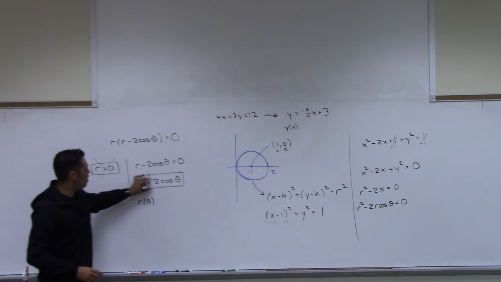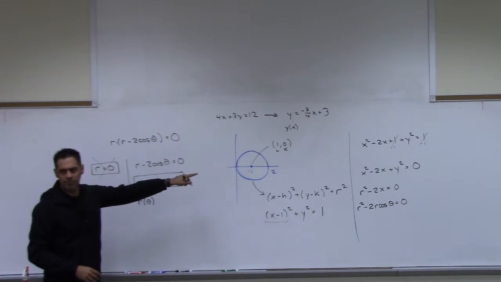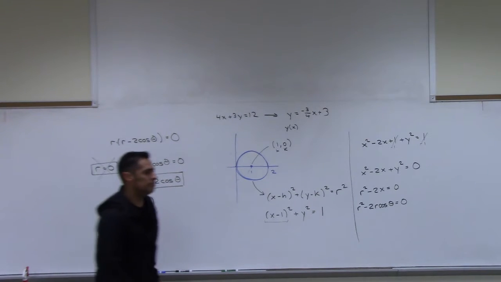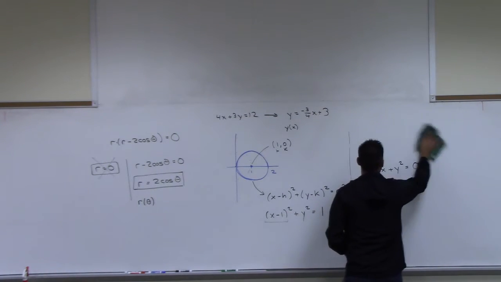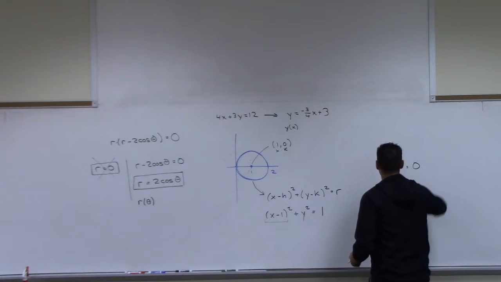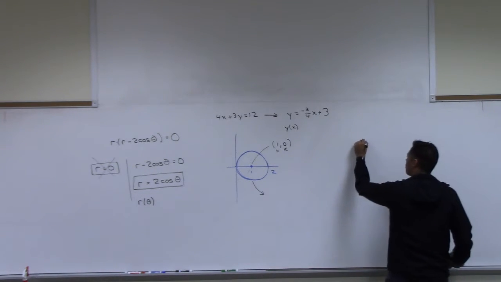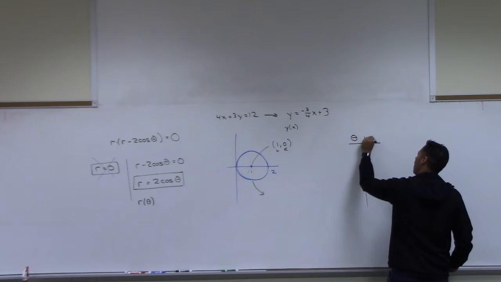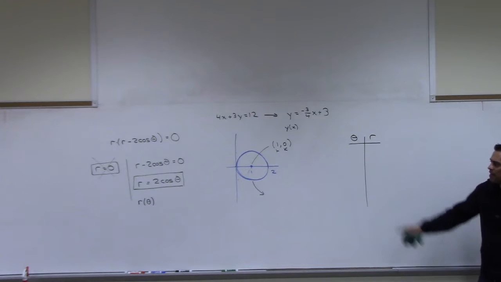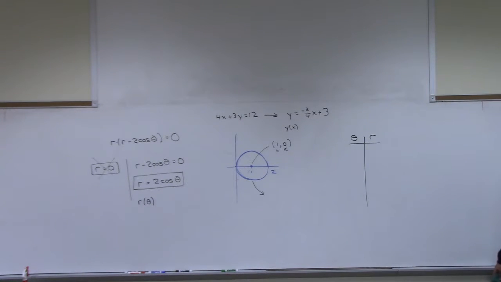Does this draw that circle? Let's see if it does. Do you think it does or no? It better, right? Let's see if it'll draw that circle. So I'm going to do this old school style, okay? You give me a theta, I will give you the r. So somebody give me a theta to plug into that equation. Give me some good ones.